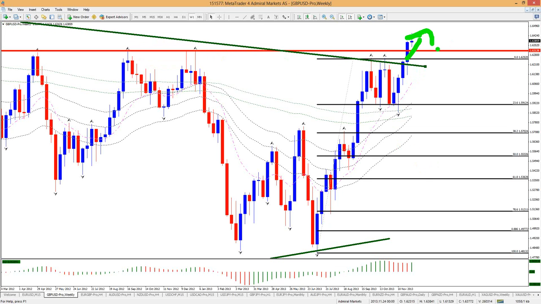So there is pound strength against the dollar, but also we will notice as we scan the charts that pound is relatively strong against all currencies. Obviously against the yen, because there's yen weakness, but also against the euro, also against the AUD, even against the New Zealand, so even against the CAD. So pound has been relatively the strongest so far.